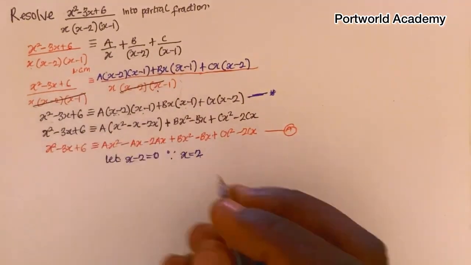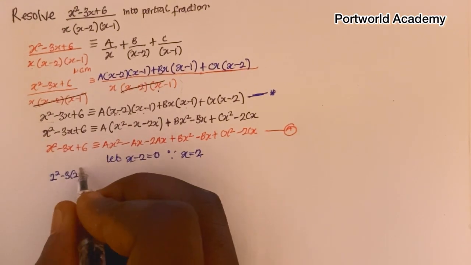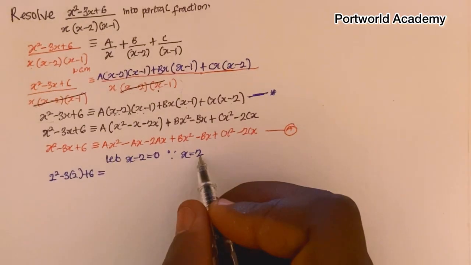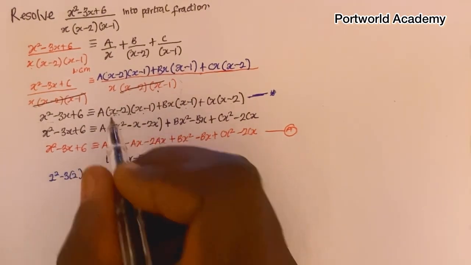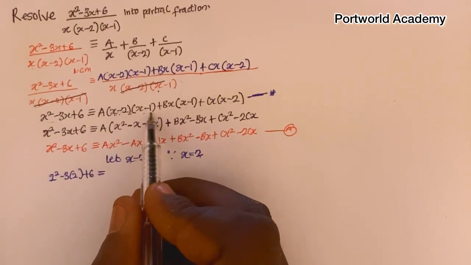Putting this 2 inside equation star, I'm going to have the left hand side to be 2 squared minus 3 into bracket 2 plus 6, which is equivalent to now. Looking at this, if I put this 2 here, this is 2 minus 2, which is 0. That means 0 multiplied by everything here is actually 0.